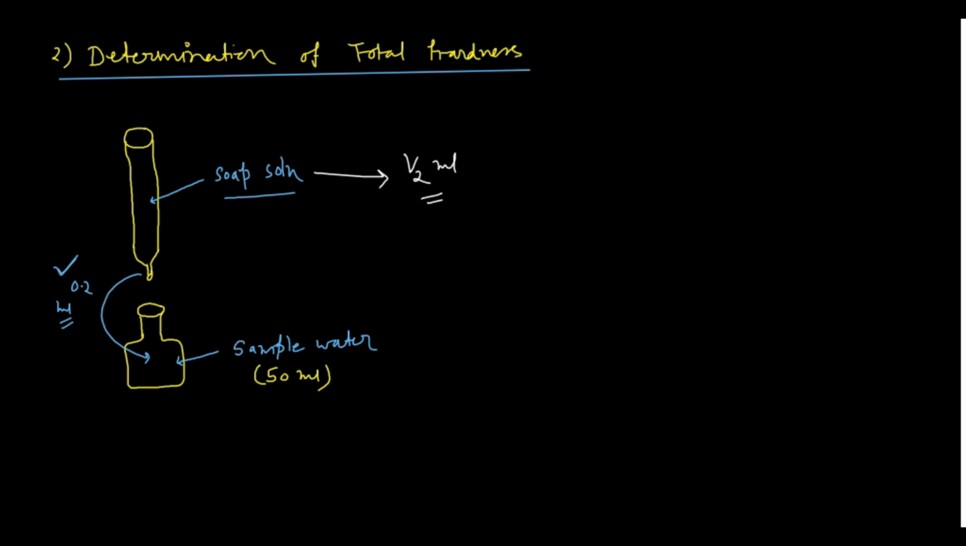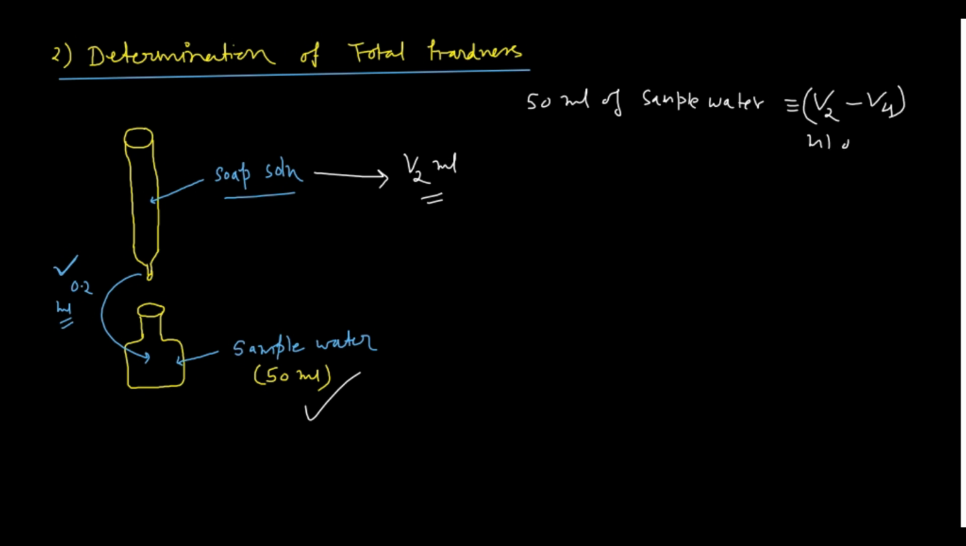Now I'll do the same calculation. So calculations for the total hardness is what? Again you see I have taken the 50 ml, so I am writing here 50 ml of sample water. Okay, this sample water is equivalent to what? This V2 ml. And I already told you from this V2 ml I always need to subtract the value of the lather factor, which is very important, and this much ml of soap solution.